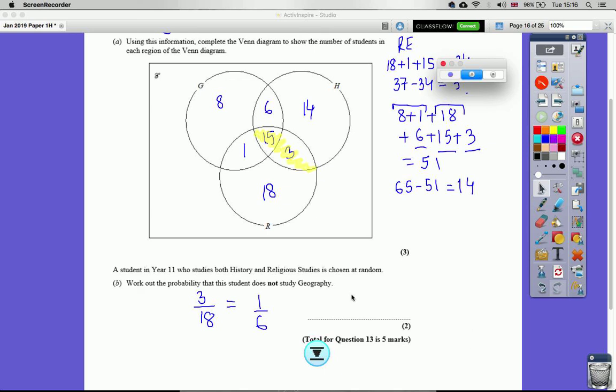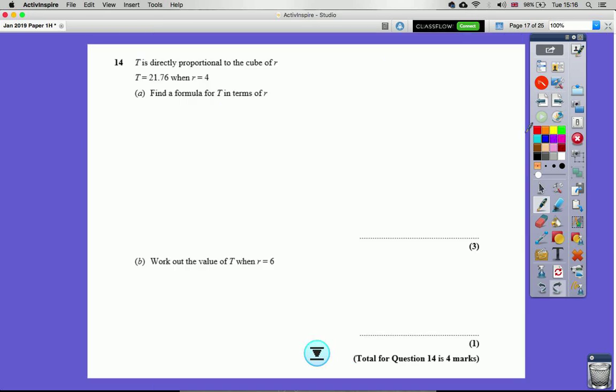Okay, so 1 out of 6 will be your answer. We'll keep it there. My next question is a direct proportion question. T is directly proportional to the cube of R. So I can start off by writing T is proportional to R cubed, or T is equal to K R cubed. T is 21.76, R is 4. We need to find a formula for T in terms of R.